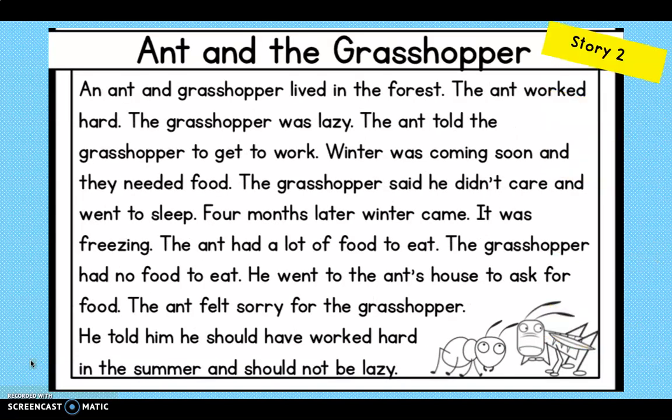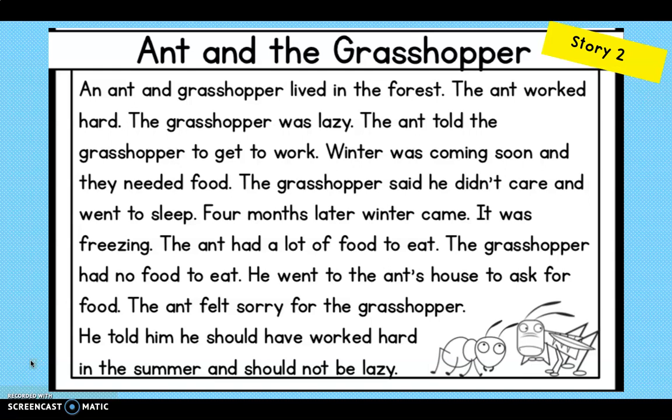Here's story 2. It's called The Ant and the Grasshopper. Now, as I read story 2, I want you thinking in your head about Cardinal and the Robin and what events took place in that story, who the characters are and what they were doing. And we're going to see if there's any similarities or things that are the same in The Ant and the Grasshopper and some differences. And that could be the characters, the setting, or really the events that take place and the experiences that the characters have. So here we go. Ant and the Grasshopper.